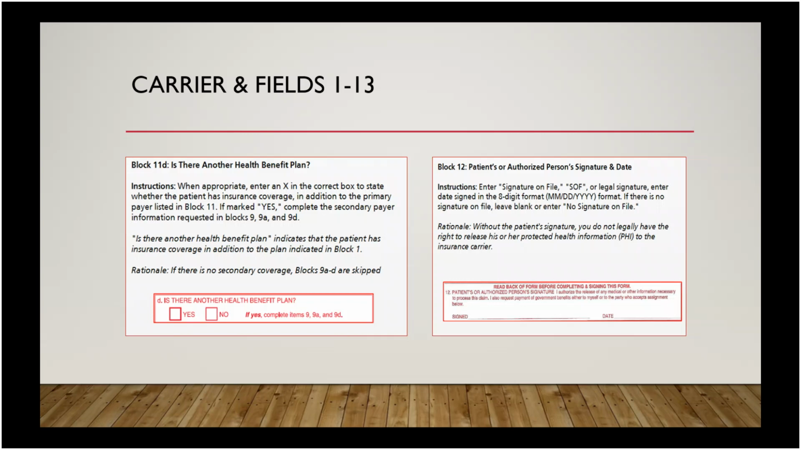Block 12 is the patient or authorized person's signature and date. This is where we have our signature on file. So you'll enter either signature on file or SOF, depending on the claim and how we follow the instructions for that claim. Again, the complete date. And without the patient's signature, you do not legally have the right to release his or her protected information.